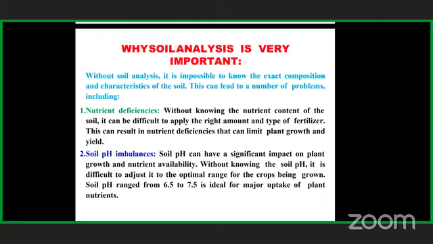Second, soil pH imbalances. Whenever we apply fertilizer to our soil, it usually decreases or increases the pH due to its nature. Once the pH increases or decreases, it highly influences the nutrient content of our soil. Why? Let's say the soil becomes very acidic, then phosphorus, which is available in the pool, will get fixed with aluminium or iron.